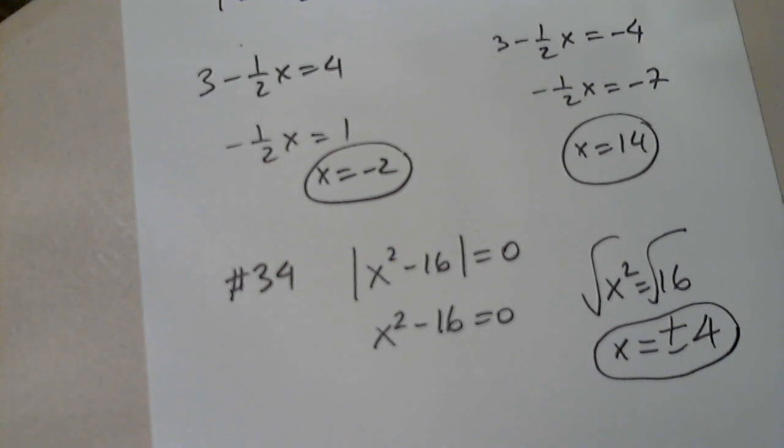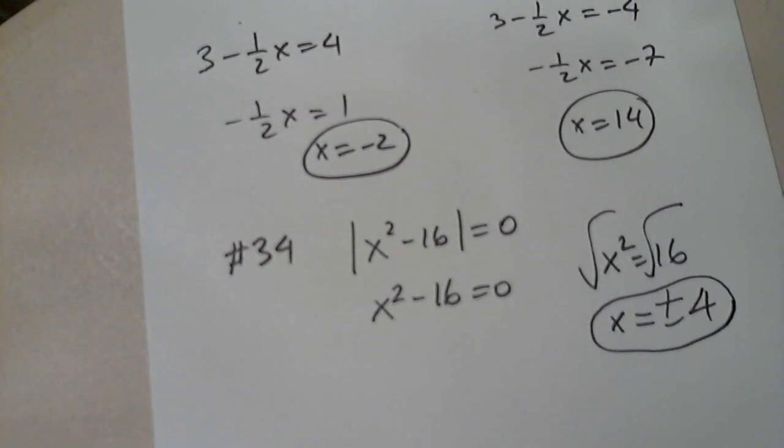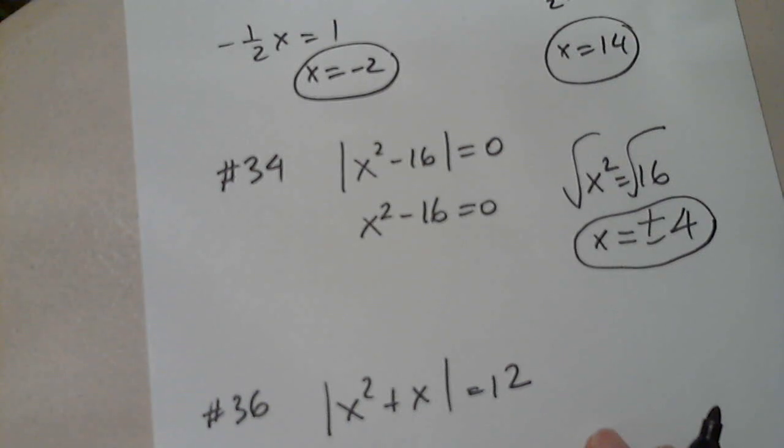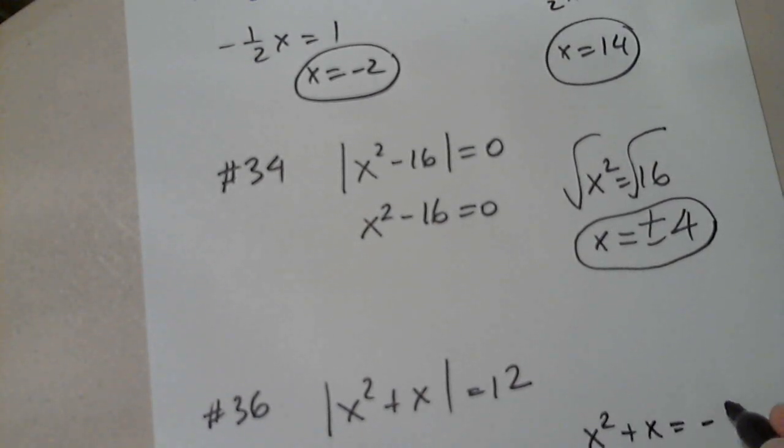Now the next one is a different ball game. The absolute value of x squared plus x equals 12. The same two options, there is no discussion there. x squared plus x can be 12, and x squared plus x can be negative 12.